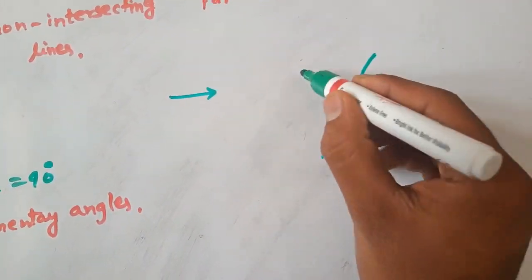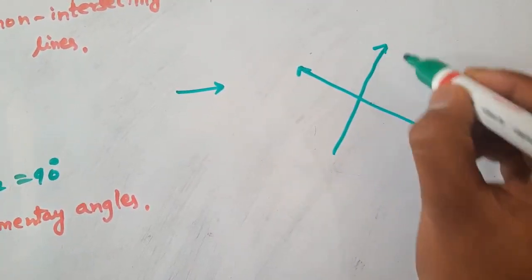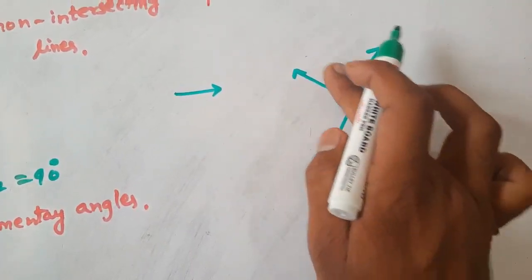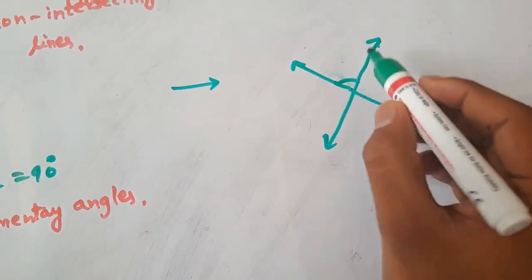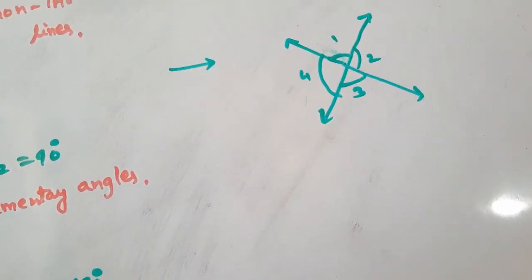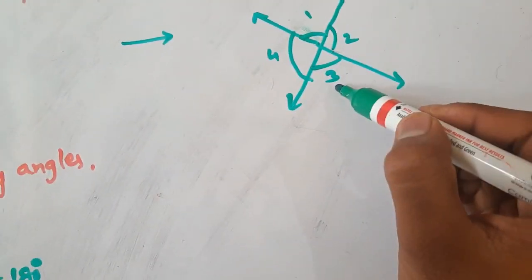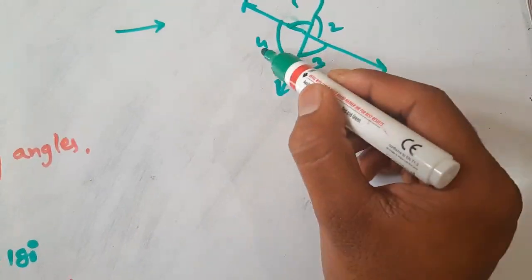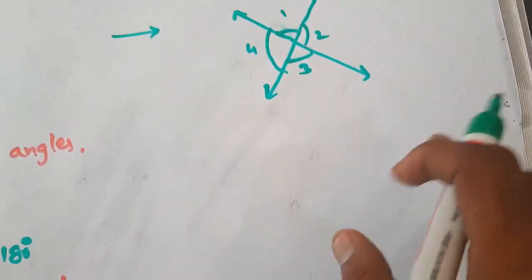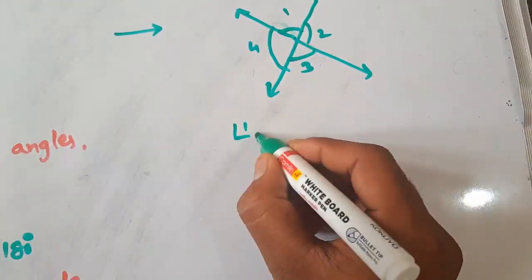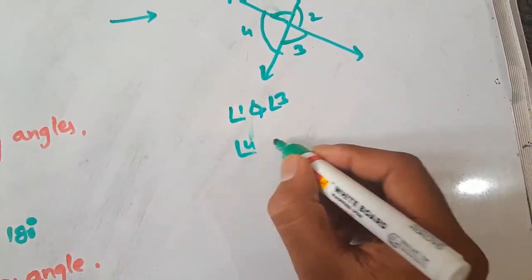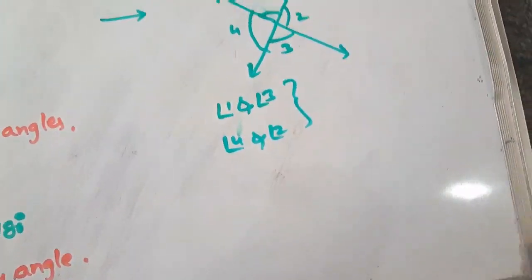If there are two intersecting lines, they are going to form four angles: 1, 2, 3, 4. Here, 1 and 3 are vertically opposite angles, and 4 and 2 are also vertically opposite angles. Vertically opposite angles are equal. Angle 1 and angle 3, angle 4 and angle 2 are vertically opposite angles.